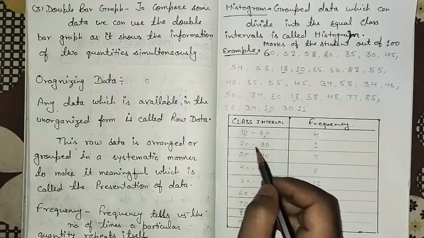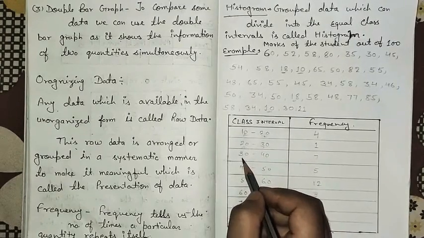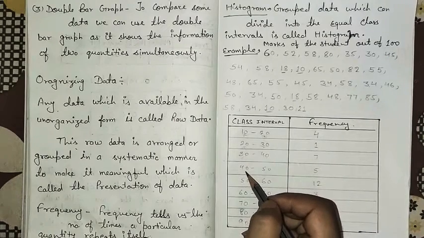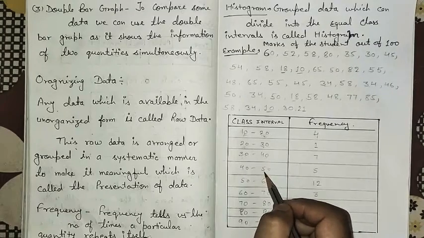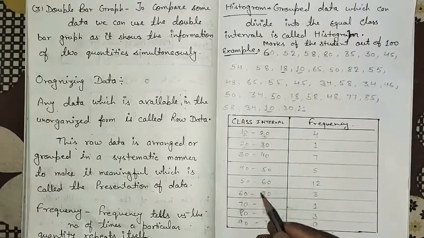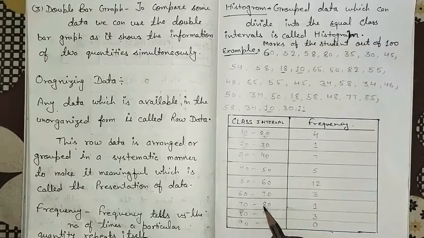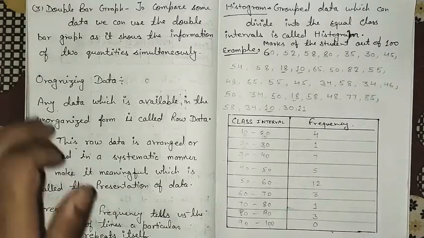10 to 19, then 20 to 29. 30 is written here, but you have to count 20 to 29. Here you start from 30, 30 to 39. 40 will be in the next one. 40 to 49. 50 is written here, but you have to count only 40 to 49 because one student can't be in two groups. Then 50 to 59, 60 to 69, 70 to 79, 80 to 89, 90 to 99. Then suppose one is getting 100, so we will write 100 to 110. That time we will count the 100 student in the 110 group.